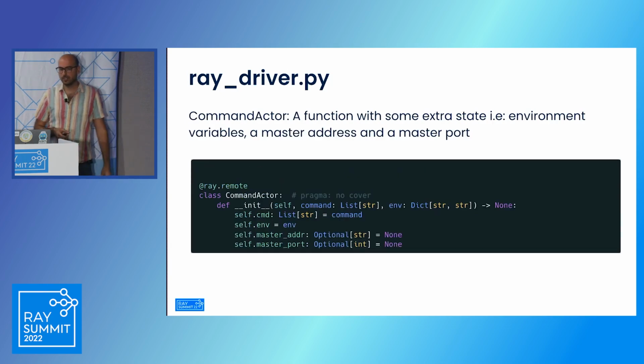The Ray driver script essentially uses an abstraction called a command actor, which is basically saying, I want you to run this job with some extra state. By extra state, I mean a master address and a port, for example, because when you're running a distributed job, all the nodes need to be aware of what the master node is.